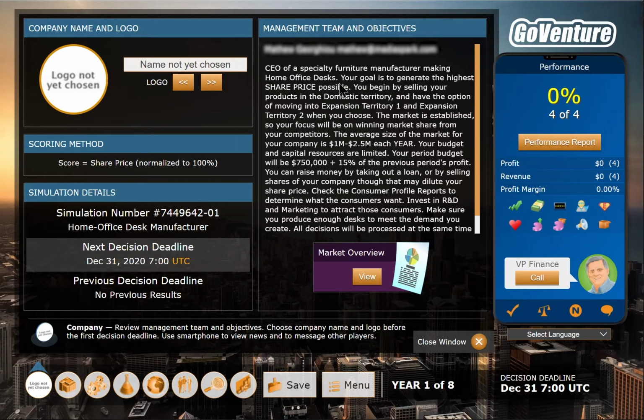We begin by selling our products in the domestic territory, but then we can expand into other territories. We can take a moment and read the details here, including our budget and other options that are available to us. But based on that information, I'm now going to choose a name and logo for my business. I'm going to call my business Best Desks.